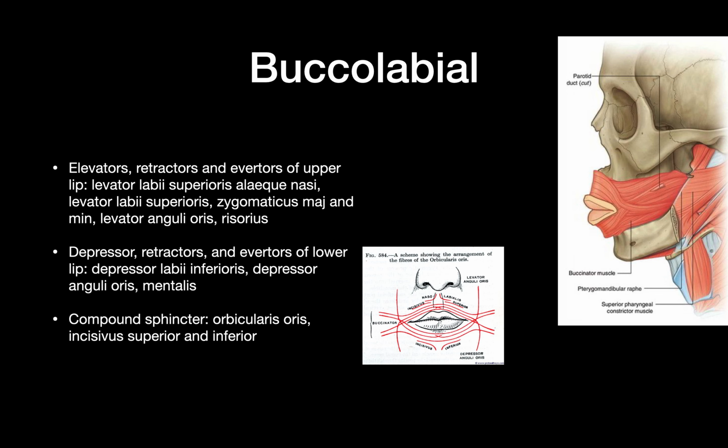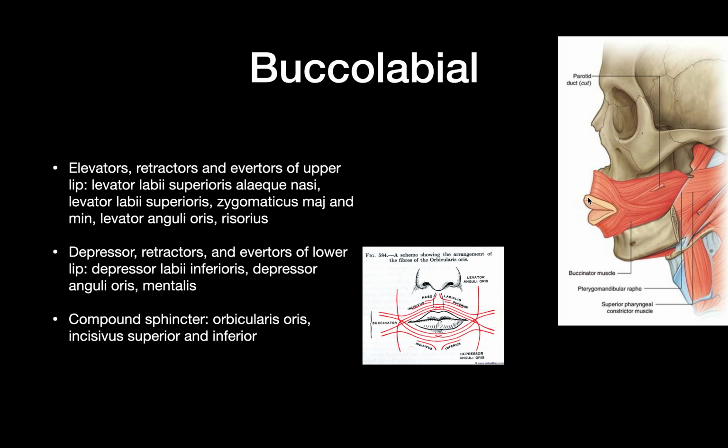So the elevators, retractors, and evertors of the upper lip are the levator labii superioris alaeque nasi, the levator labii superioris, the zygomaticus major and minor, the levator anguli oris, and the risorius. And then the depressors, the retractors and evertors of the lower lip, are the depressor labii inferioris, depressor anguli oris, and the mentalis.